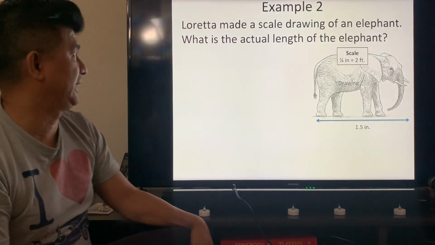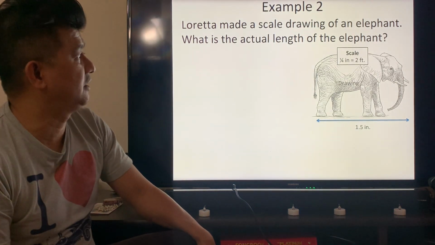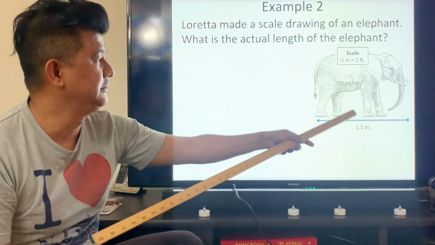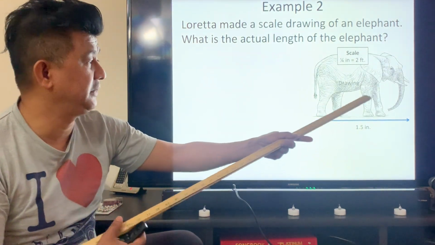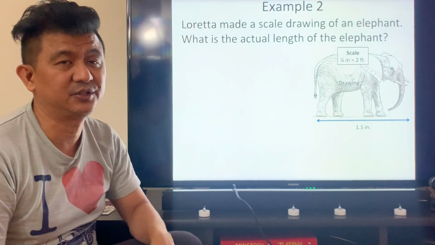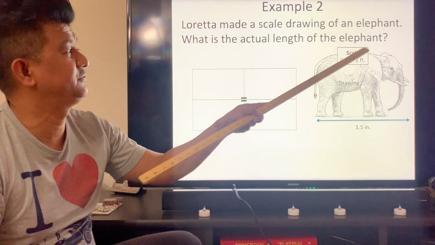Example number 2, Loretta made a scale drawing of an elephant. What is the actual length of the elephant? So the drawing is here, and they gave you a scale. And the drawing, if you measure it, it is 1.5 inches, a little drawing. Now, we want to know the actual length of the elephant.